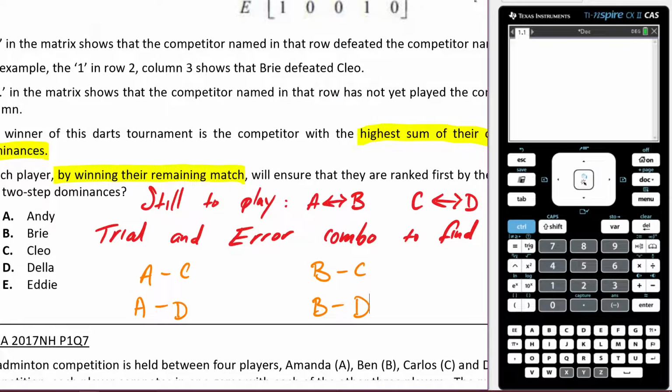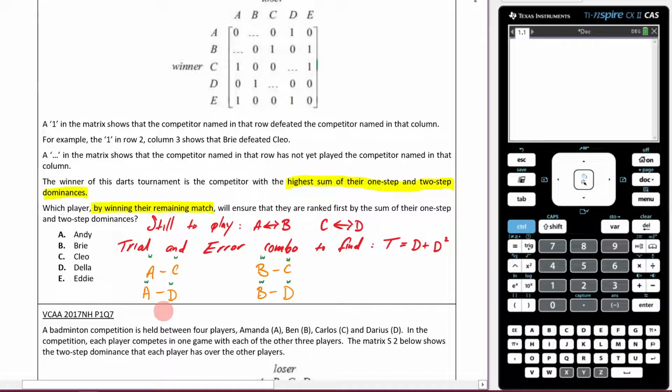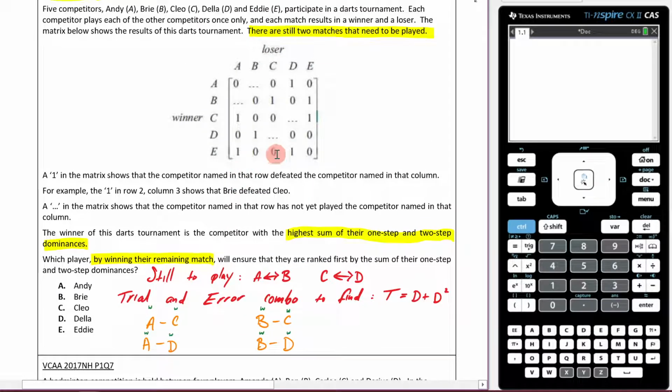So this is saying, A wins, C wins, A wins, D wins. These are the 4 different ways this could happen. These are all my winners here. All right, so I think the worst thing you could do is just blindly jump into this, because you're going to spend a long time in your CAS.